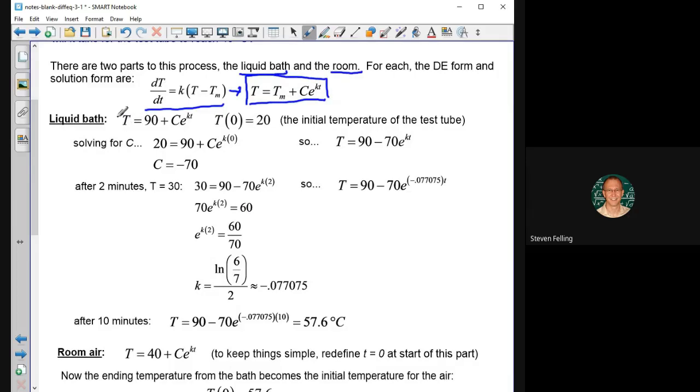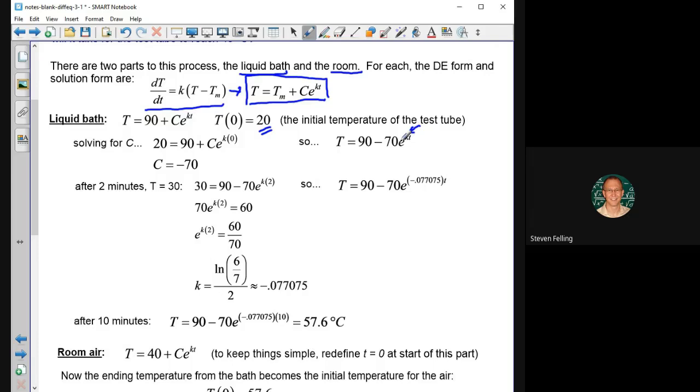So the temperature of the test tube is going to be equal to 90 plus some constant C times e to some other constant kt. And we know that when time is 0, the test tube started at 20 degrees C. So if I use this as an initial condition, then I can plug the 20 in here, the 0 in here, and solve and find that C is negative 70. So that means that now I know that T, the temperature of the test tube, is 90 minus 70 times e to the kt, but I still have another constant to deal with.